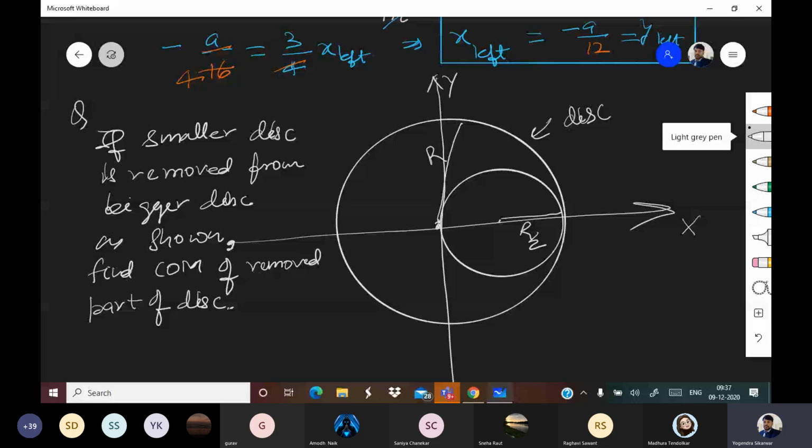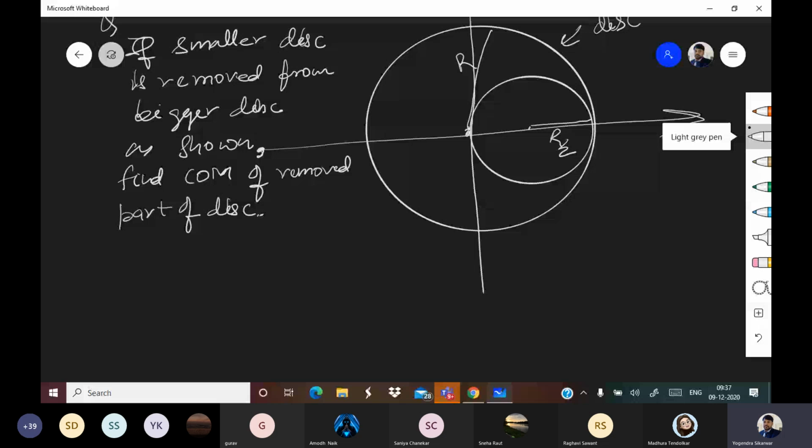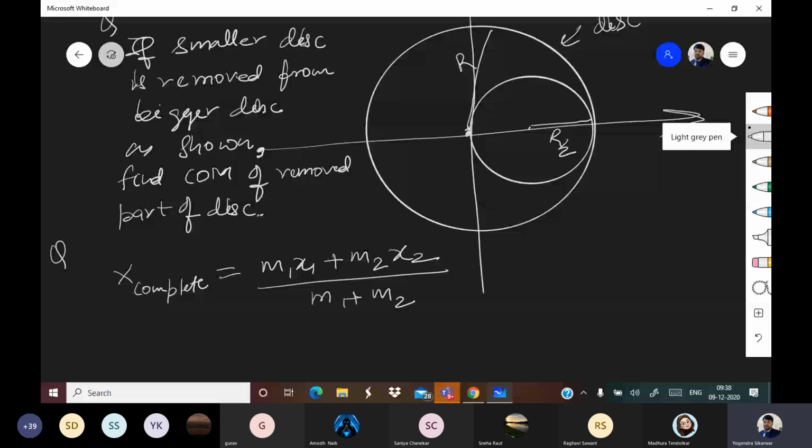Okay. Everyone, please pay attention. Here also, we are going to apply the same formula. X complete is equal to M1 X1 plus M2 X2 upon M1 plus M2. Now X complete means origin 0, 0. So that is 0.